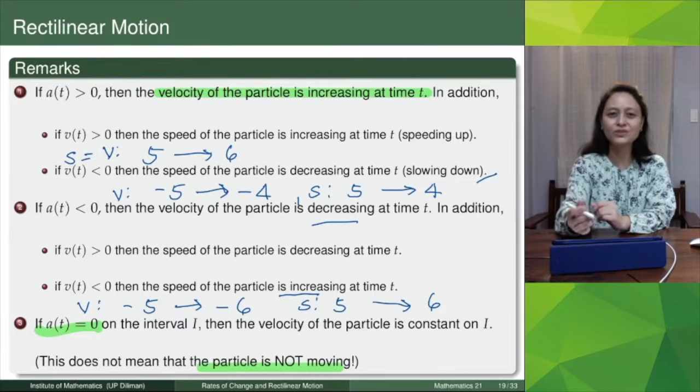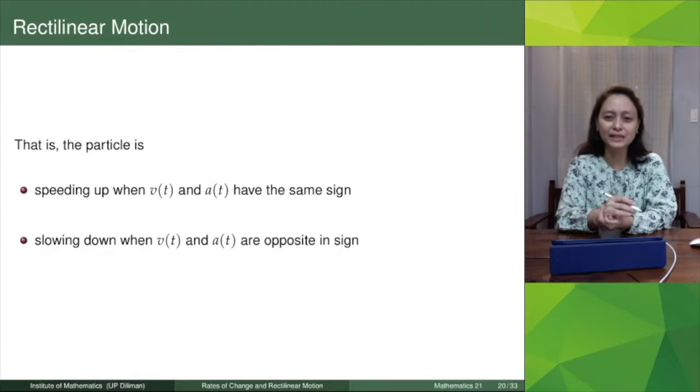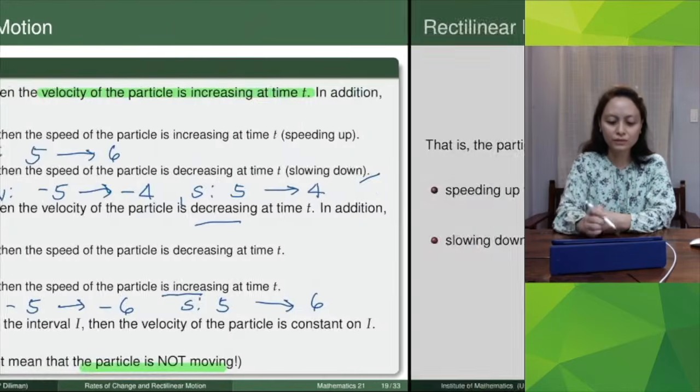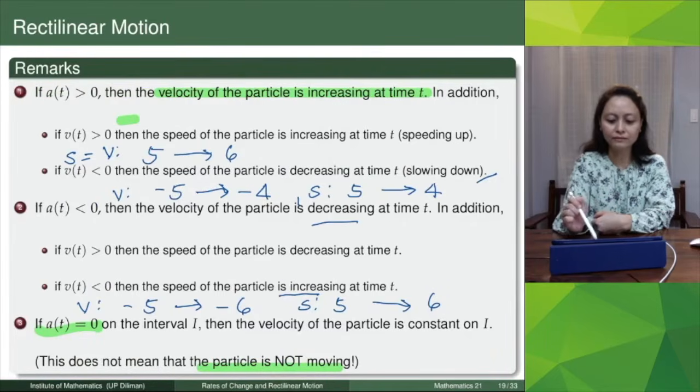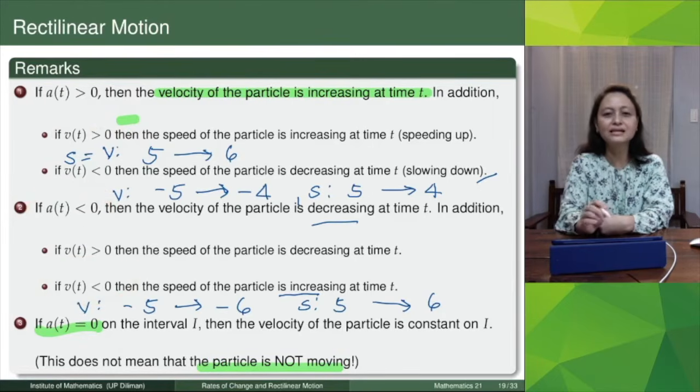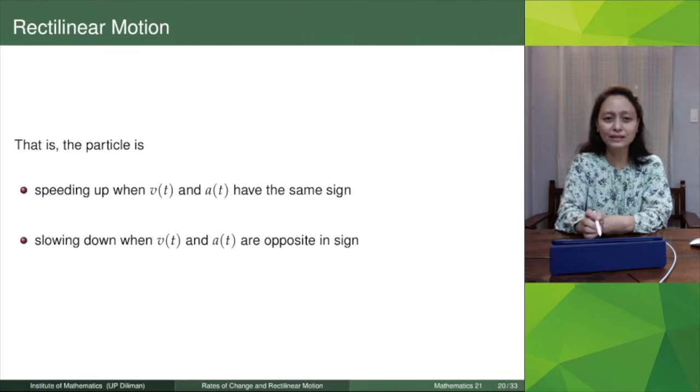So, summarize lang natin to. Medyo magulo or nakakalito, pero kung gusto niyo lang malaman kung yung particle ay bumibilis or slowing down, tingnan niyo lang yung sign ng velocity and acceleration. Pag positive yung acceleration and positive yung velocity, the particle is speeding up. Kung negative yung acceleration, negative yung velocity, the particle is speeding up. So, kung pareho ng sign yung velocity and acceleration, the particle is speeding up. On the other hand, it's slowing down when the velocity and acceleration are opposite in sign.